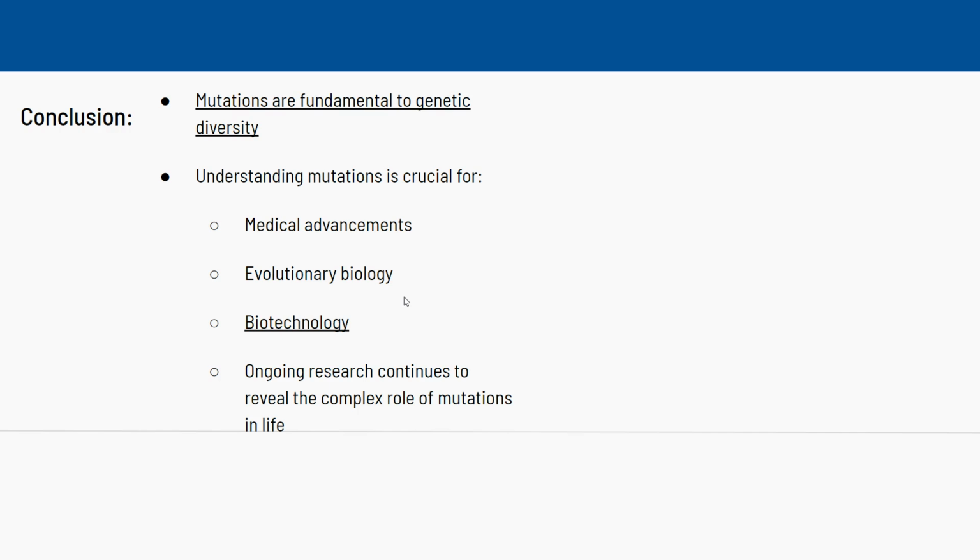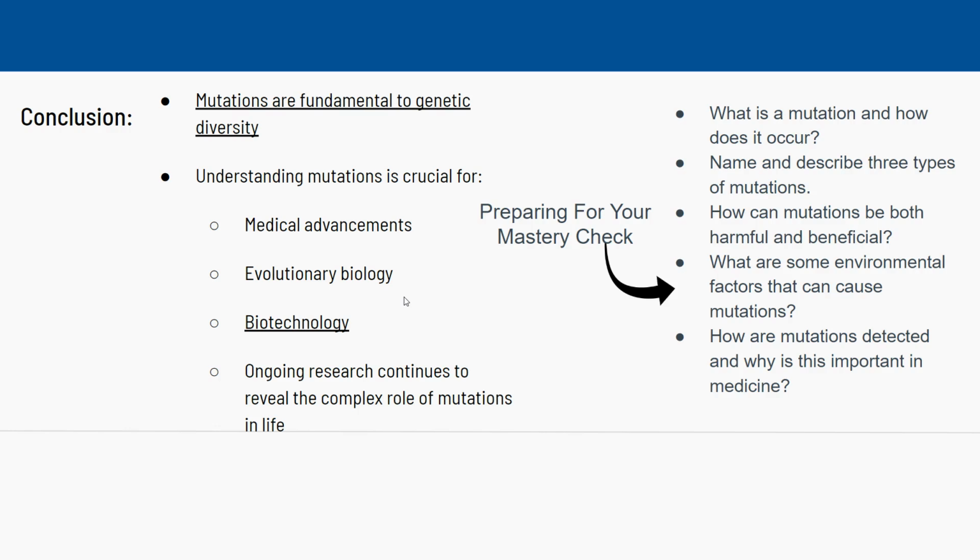All right, so to conclude, mutations are fundamental to genetic diversity. Understanding mutations is crucial for medical advancements, evolutionary biology, biotechnology, and ongoing research continuing to reveal the complex role of mutations in life. So to prepare you for your mastery check, you should be able to recall everything that's on these 5 bullets. So if you're working in groups, test yourselves, ask each other questions without looking at the notes to help better prepare you to score 75% or higher.